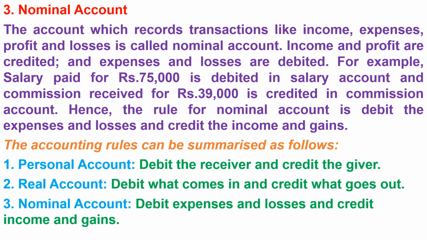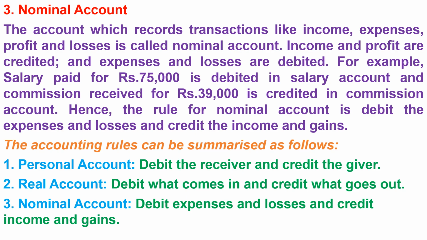3. Nominal account. The account which records transactions like income, expenses, profit and losses is called nominal account. Income and profit are credited, and expenses and losses are debited. For example, salary paid for 75,000 rupees is debited in salary account and commission received for 39,000 rupees is credited in commission account. Hence, the rule for nominal account is debit the expenses and losses and credit the income and gains.